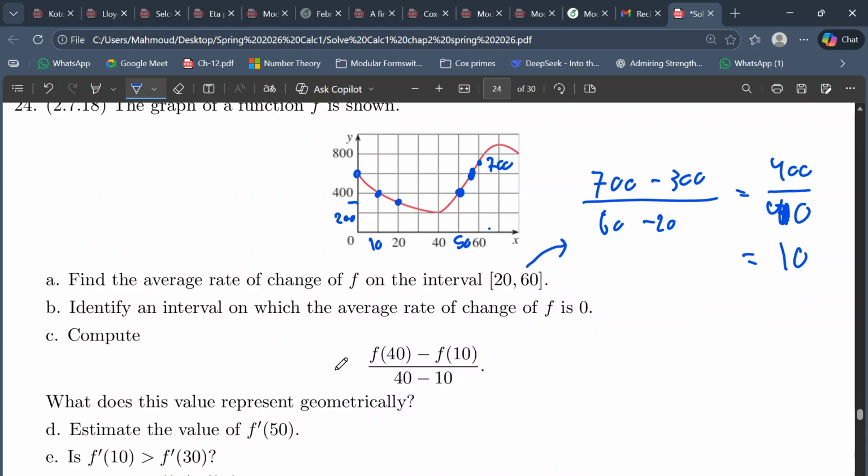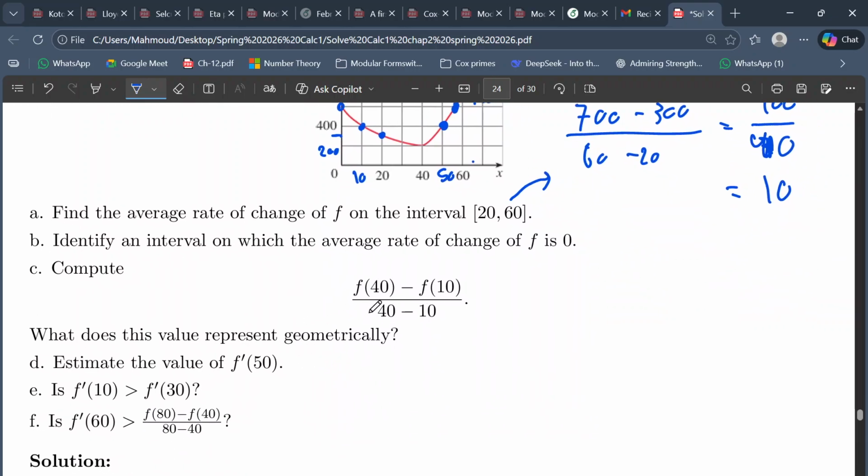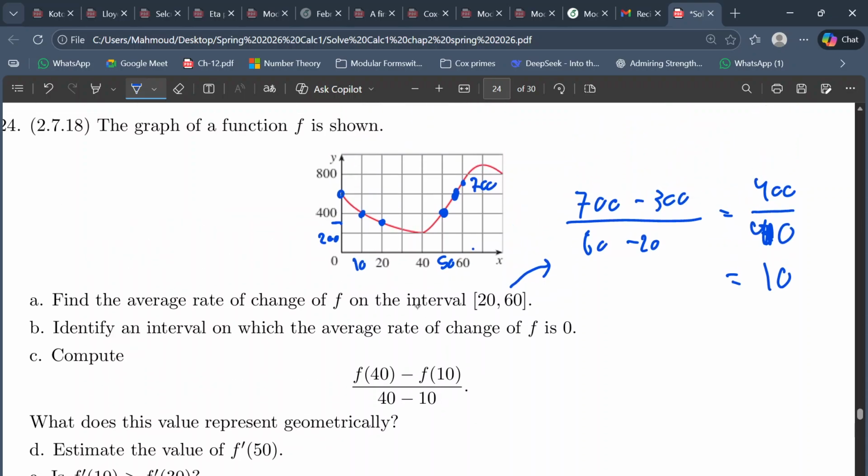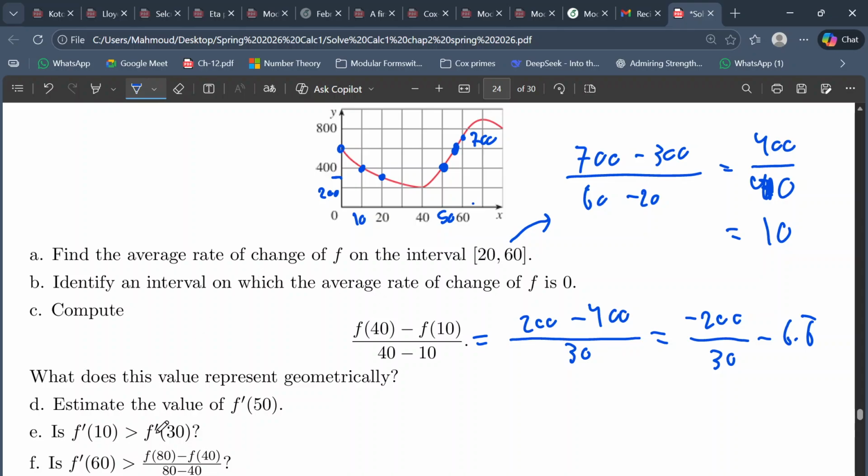Now part C. Compute this. (f of 40 minus f of 10) over (40 minus 10). This equals what? f of 40 nearly 200, f of 10, 400, over 30, right? 200 minus 400 over 30 equals minus 6.6, like this, right? What does this value represent geometrically?